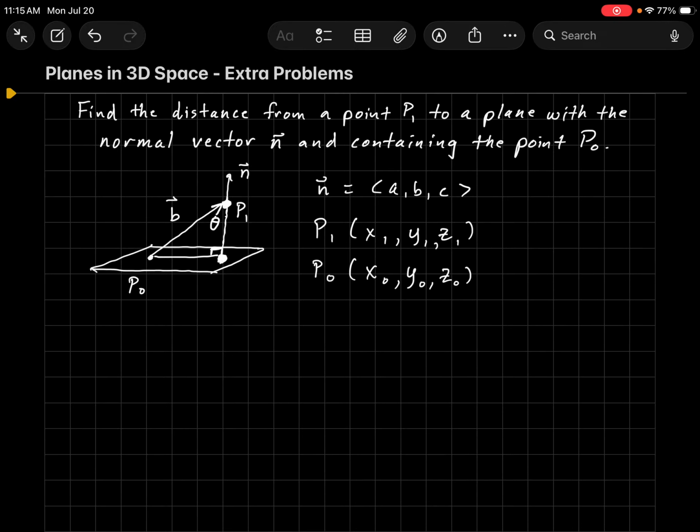Notice that the distance that we want is the magnitude of the projection of the vector b as drawn onto the normal vector n. Magnitude or absolute value. From trig, we see that this magnitude is the magnitude of b times the cosine of the angle between vector b and vector n.